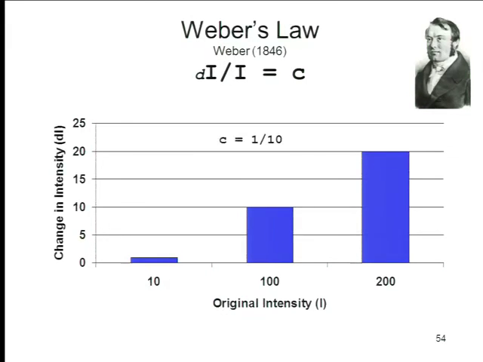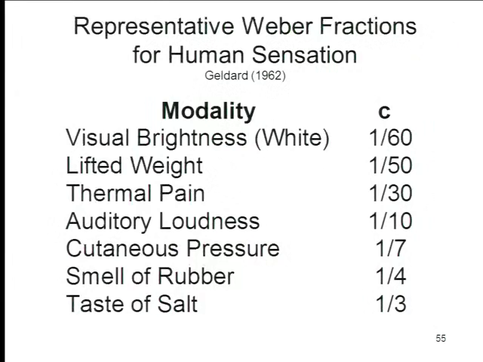But if the intensity of the original stimulus is 100 units, it's going to take 10 units of change, not 1 unit of change. And if the intensity of the original stimulus is 200 units, it's going to take 20 units of change. Delta I over I equals C: the amount of change necessary in the physical stimulus to produce a change in the experience is a constant. And Weber's fraction, that C, turns out to be quite nice because it allows you to measure the acuity of various sensory modalities.